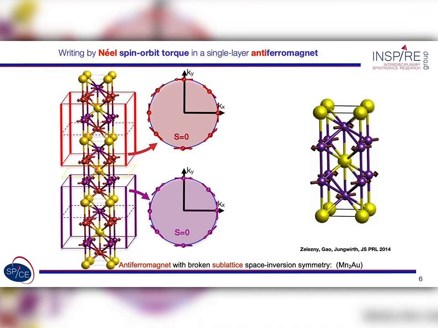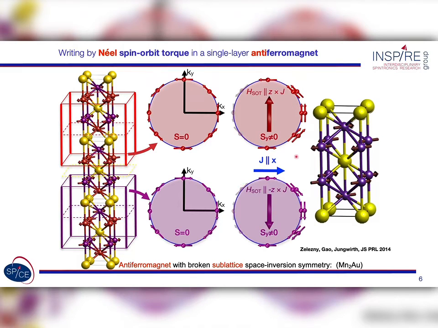This is seen here in the AB plane of manganese gold in this case, where you can clearly see that the gold is in a different, opposite location for the red and the blue sublattice. That means that when you run a current, in principle, and we've done the direct non-equilibrium ab initio calculations, you have a non-equilibrium polarization generated with opposite spin polarization in opposite sublattices. The direction of this effective current-induced field is now determined by the direction of the current itself.